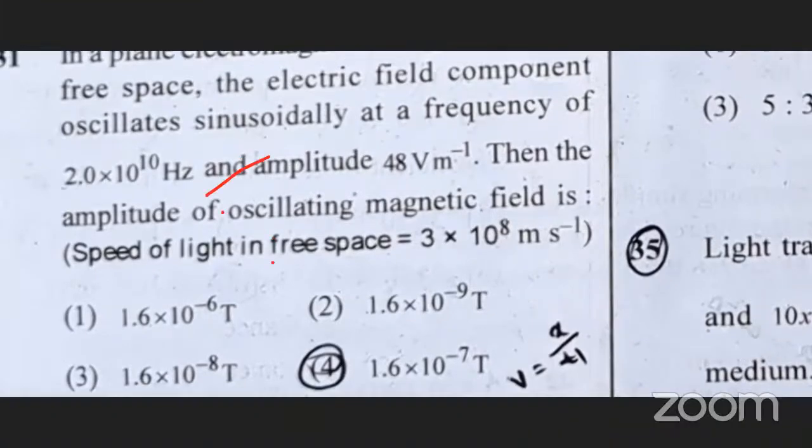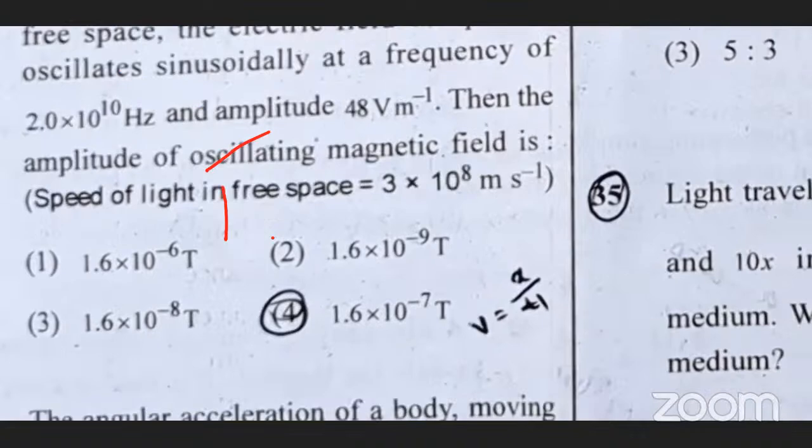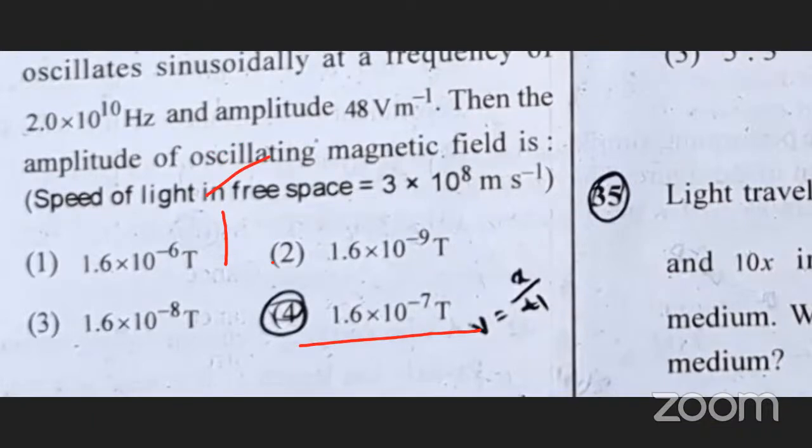The next one: in a plane electromagnetic wave traveling in free space, the electric field components oscillate sinusoidally at the frequency of 2 into 10 power 10 hertz, and the amplitude is given. Then we need to find the amplitude of the magnetic field. So the amplitude of the magnetic field is option number D. It's 1.6 into 10 power minus 7 Tesla.